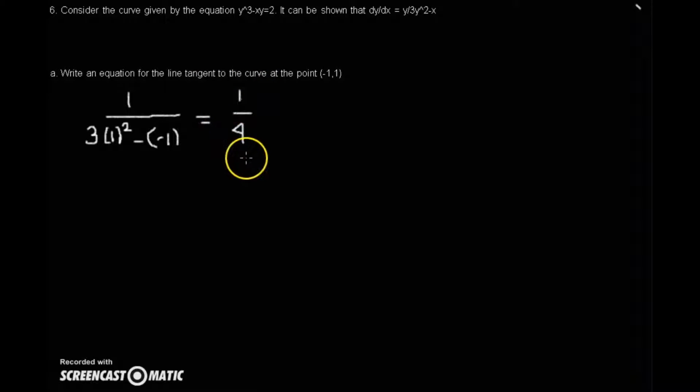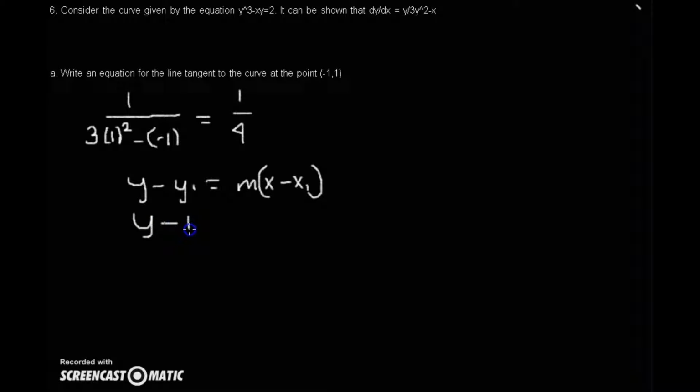Now that's your slope. Now all you have to do is plug it into the point-slope formula, which is y minus y1 equals m times (x minus x1). And so you plug in the values.